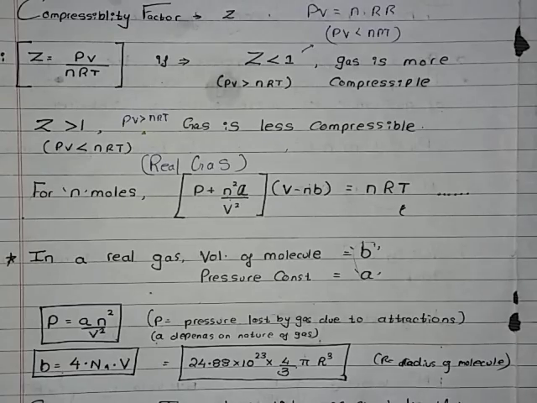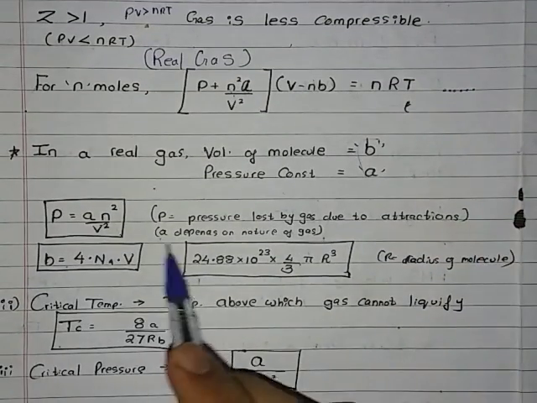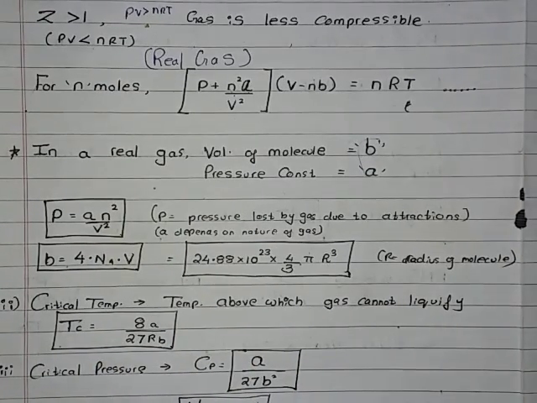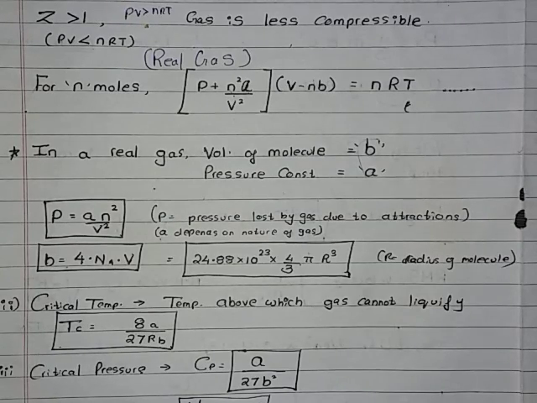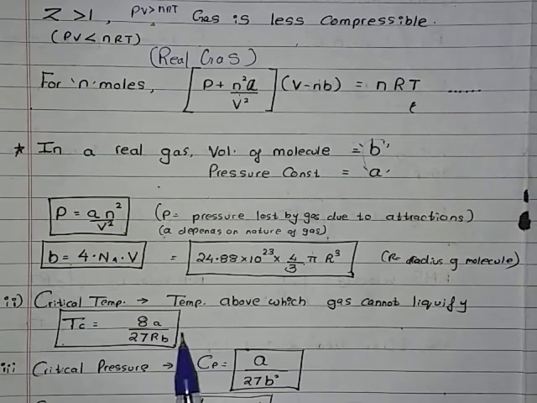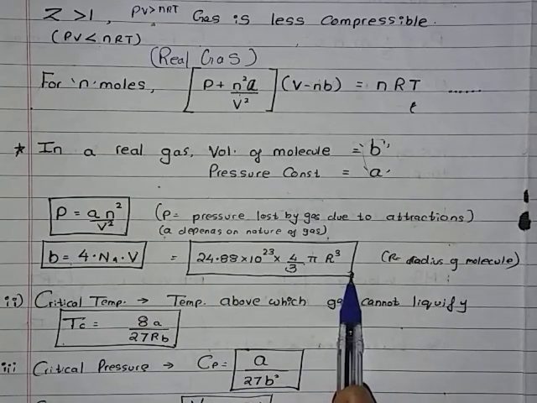Now we have some other formulas, where the pressure correction P equals an²/V², the pressure lost by the gas due to attractions. It depends on the nature of the gas, of course. It's an experimental constant. If you get any problem on it, then you could get the value of a. And the value of b is actually 4 times Avogadro number times the volume of a molecule.